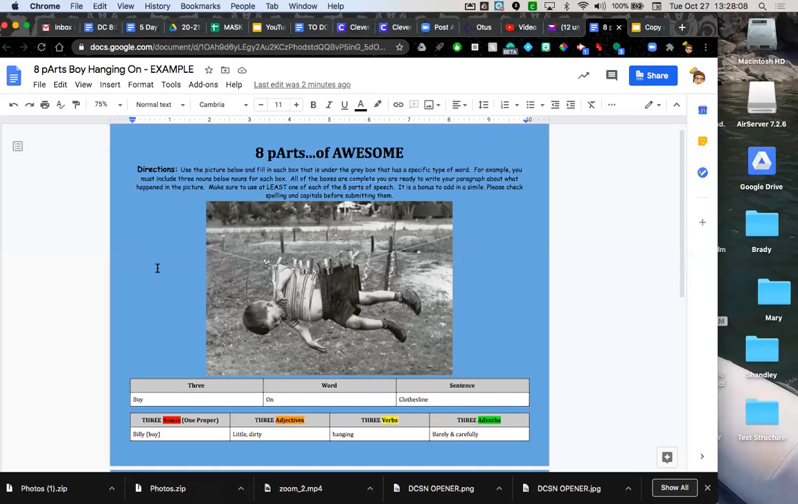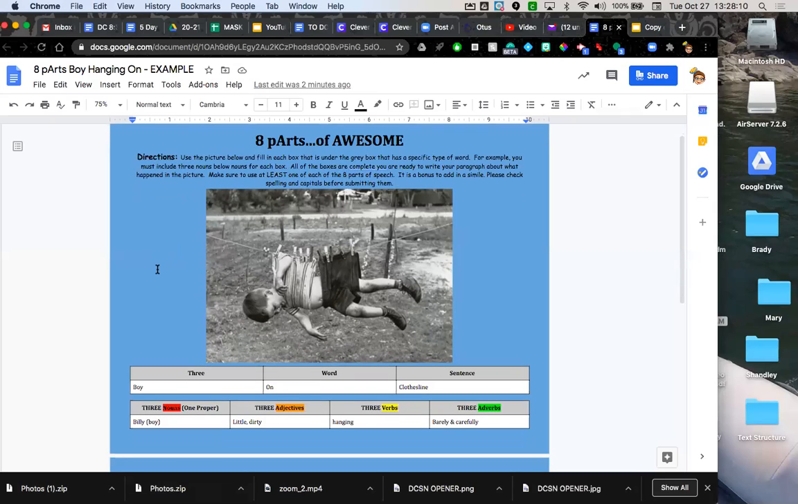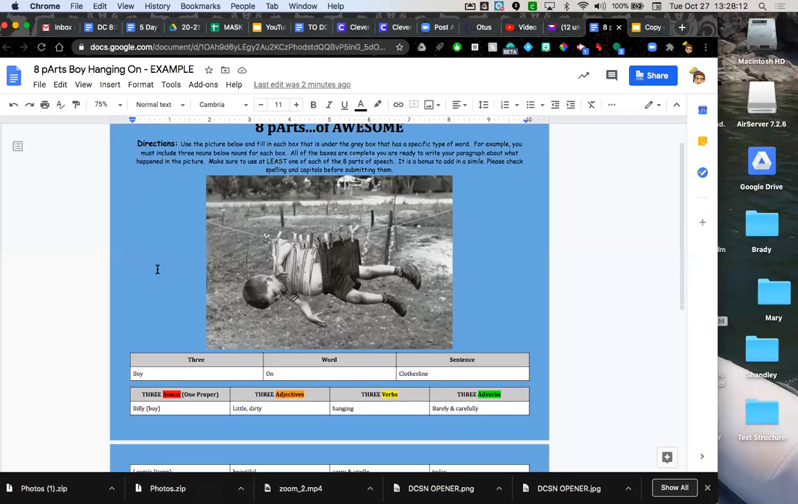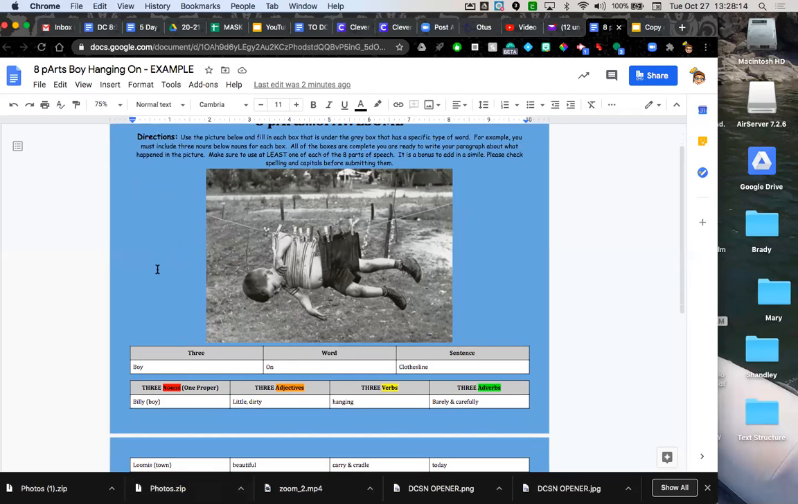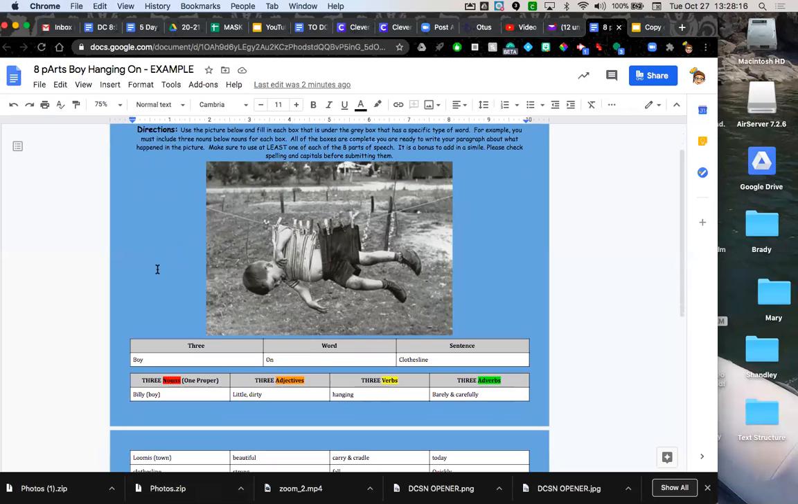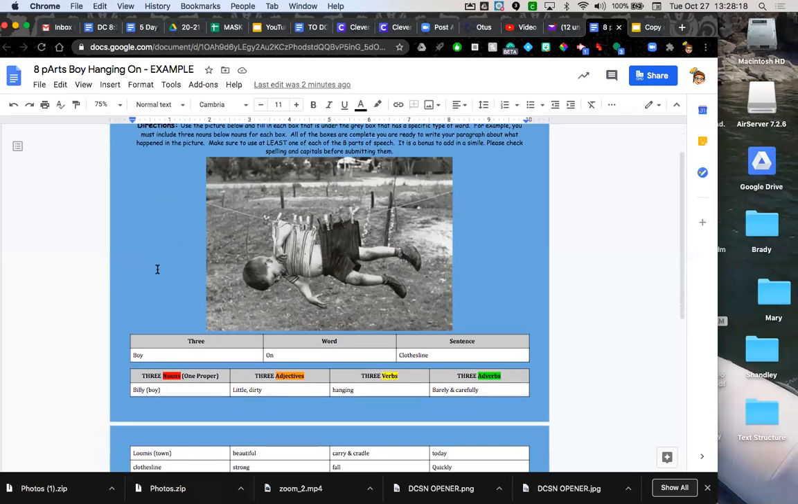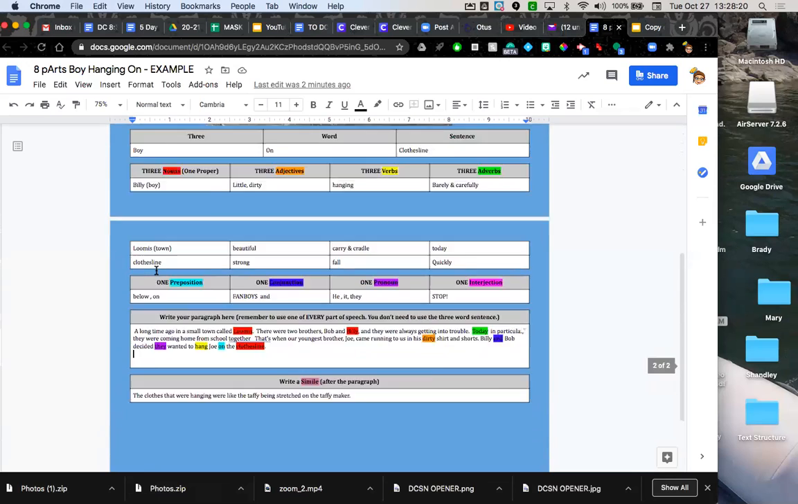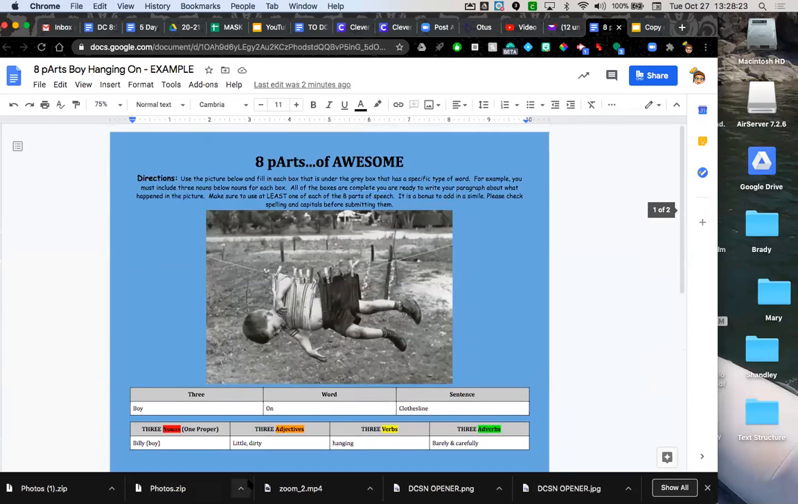Make sure to use at least one of each of the 8 parts of speech. It's a bonus to add in a simile. And then try and check your spelling and capitals before you turn it in. Questions, Diesel?